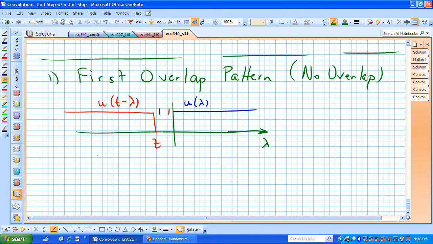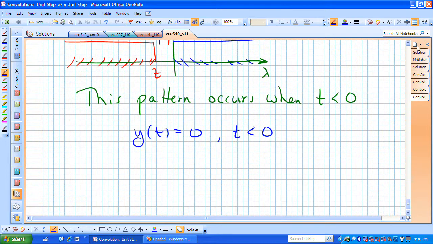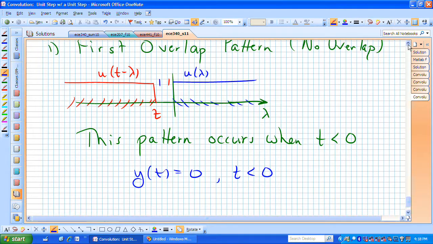This overlap pattern exists as long as we keep t less than 0. And if t is less than 0, this interval of support does not overlap with that interval of support, and we end up with y of t equal to 0 as long as t is less than 0. That's our first overlap pattern.